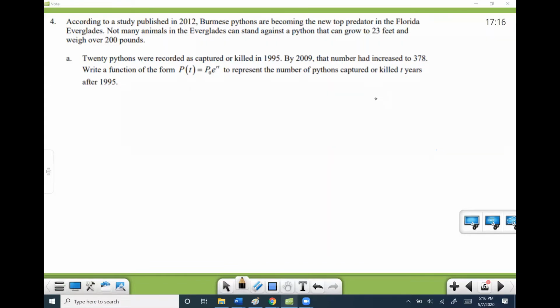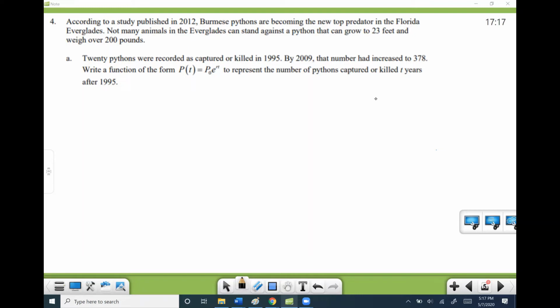Okay, 20 pythons were recorded as captured or killed in 1995. By 2009, that number had increased to 378. Write a function of the form blah, blah, blah to represent the number of pythons captured or killed t years after 1995.